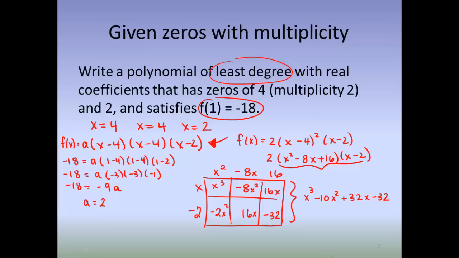And I can't forget that we did have a lead coefficient of 2, so I'm going to distribute that all the way through. And that will leave me with my final answer of f of x equals 2x cubed minus 20x squared plus 64x minus 64. And that is a polynomial that satisfies all of my givens. It is of least degree, real coefficients. I have the zeros of 4 and 2, and my 4 is a repeated root, and also satisfies f of 1 equals negative 18. Let's try another example.